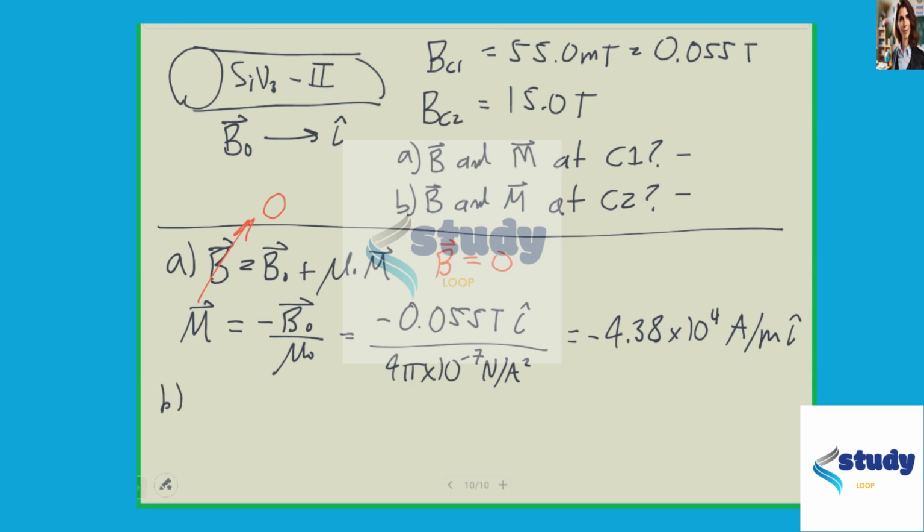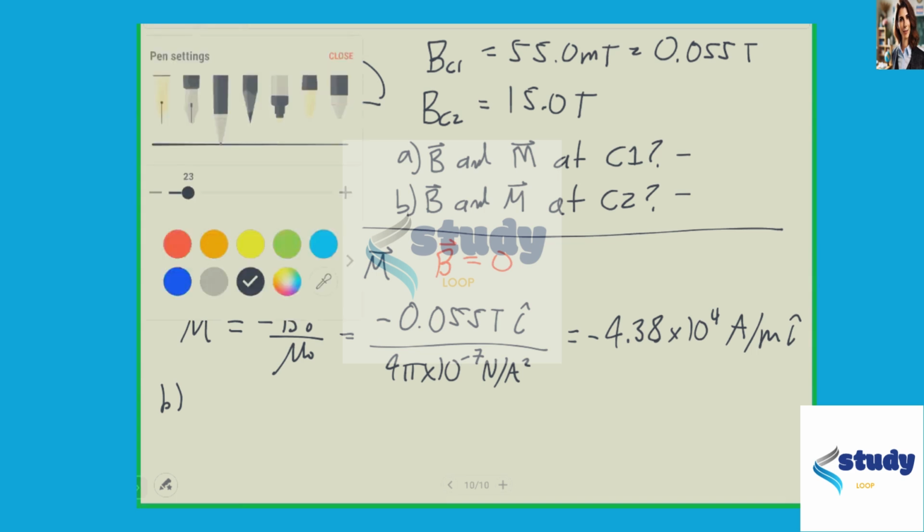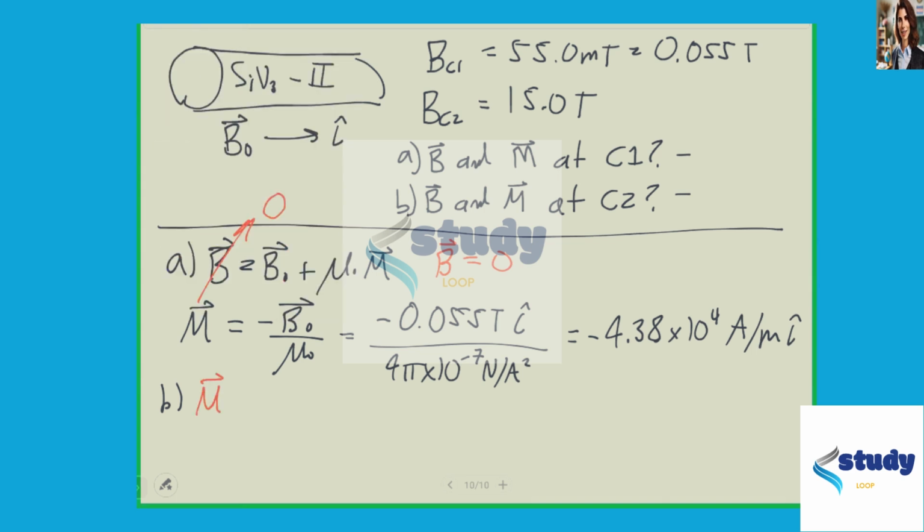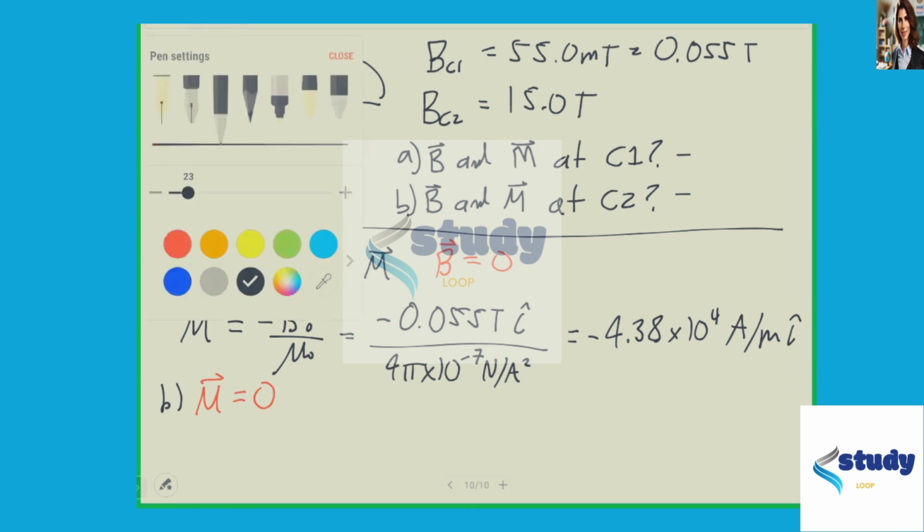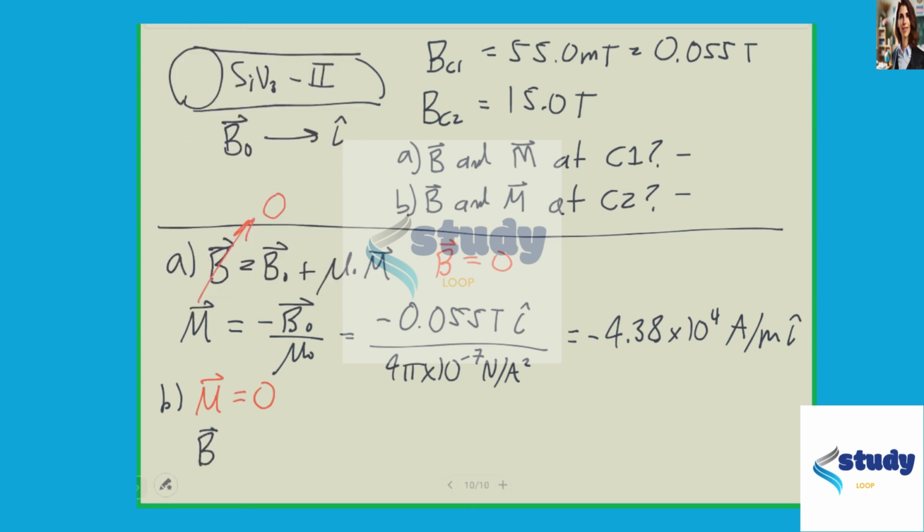What about for B? So for B, once you're in the normal phase, again, the definition is just that the magnetization is then 0, right? The material is not magnetized at all. But then if the magnetization is 0, we just have B equals B0. And now that's this field up here. That's the second critical field. So this is just 15 Tesla in the I hat direction. And that's the full solution to the problem.